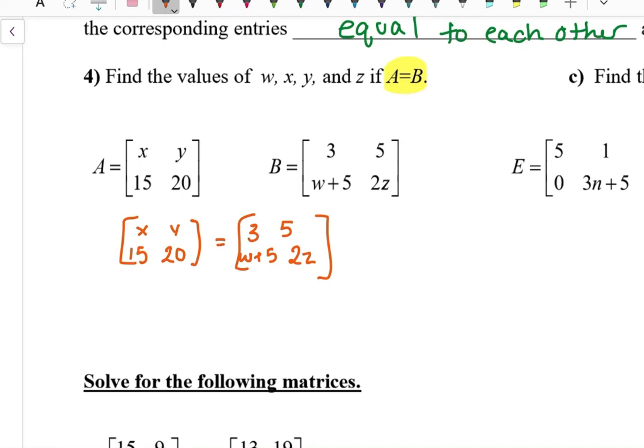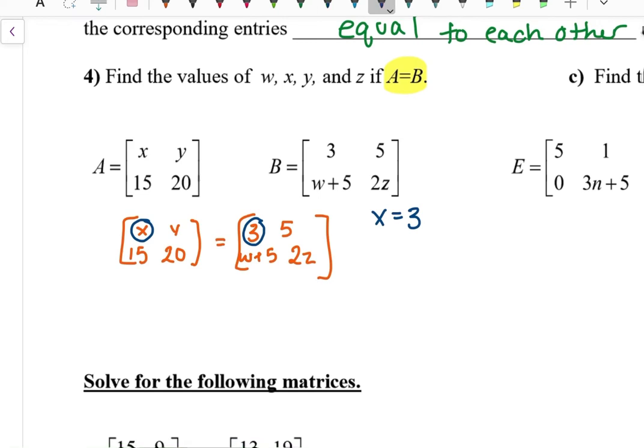Now, if I want to solve for x, y, w, and z, we can start with any one of those. I just need to look at where they are in the matrix and then set those parts equal to each other. So you can see x right here is in the top left corner. So I'm going to look at the other matrix and say which one is also in the top left corner. That would be 3. So I'm going to say x is equal to 3 because the matrices should be equal. So I'm just going to make sure that all of their corresponding parts are equal.